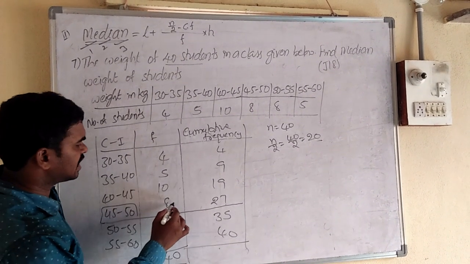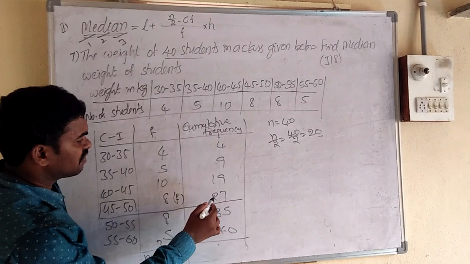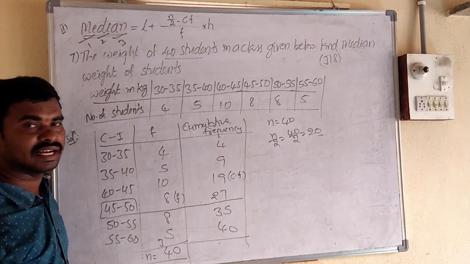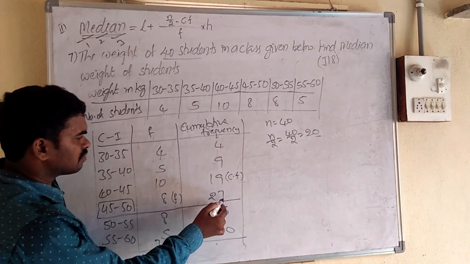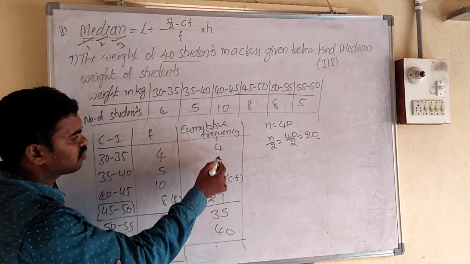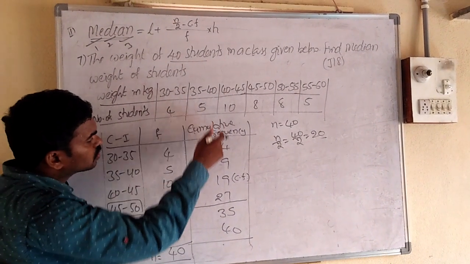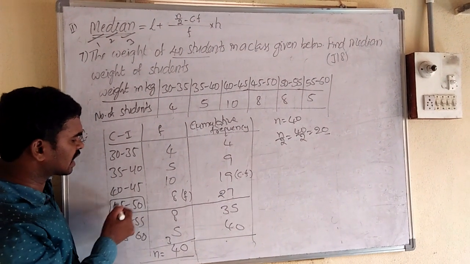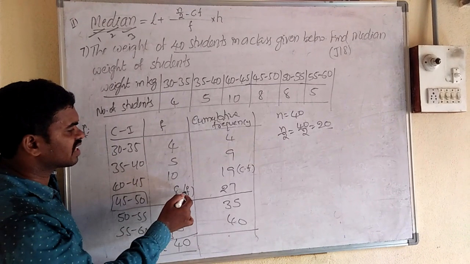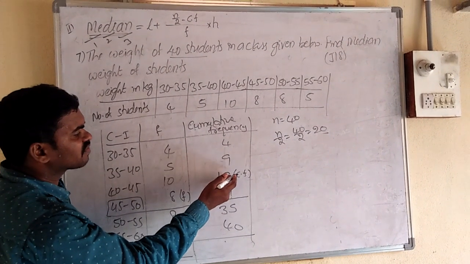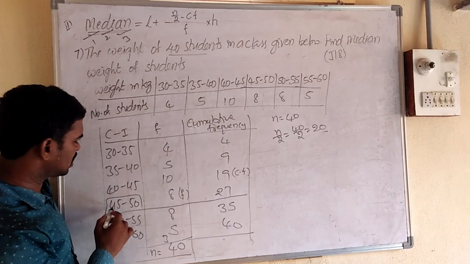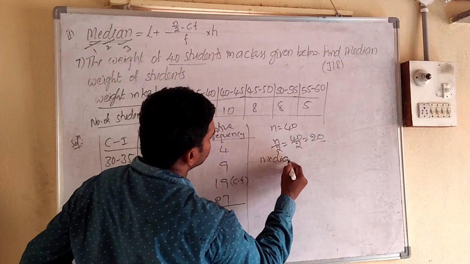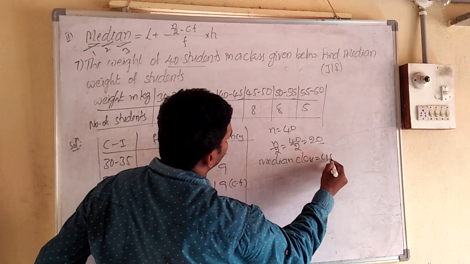So this is the median class, and 8 is the frequency. So the one preceding, that is taken as cumulative frequency, 19. Okay? So 20 comes in 27, not 19, not 9, not 4. We have to go from top to bottom. So in 27 it comes. So 27 is underlined, and the median class is 45 to 50. This is the frequency. So the one preceding is the cumulative frequency. What is the median class? 45 to 50.